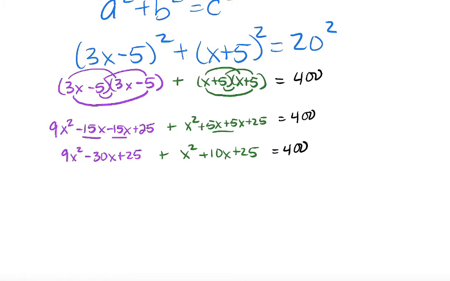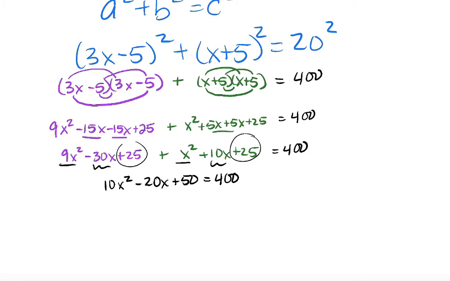So at this point, on the left side, I have two trinomials, and they have like terms. So I'm going to combine my like terms. I'm going to combine my x squareds and my x's and my constants. And this will give me 10x squared minus 20x plus 50. Just double checking, 10x squared minus 20x plus 50. Okay, equals 400.